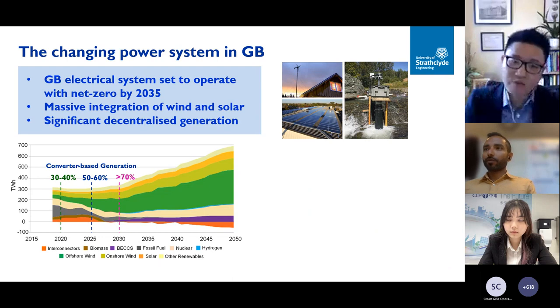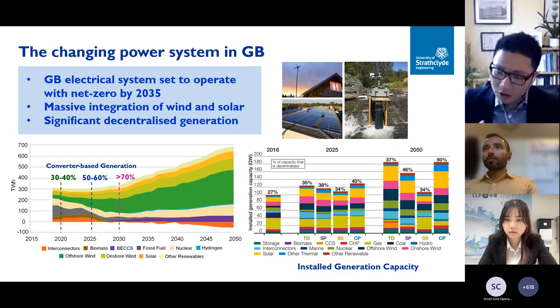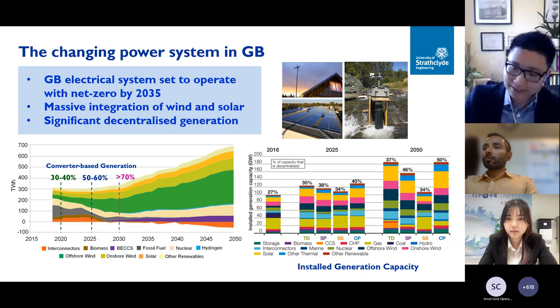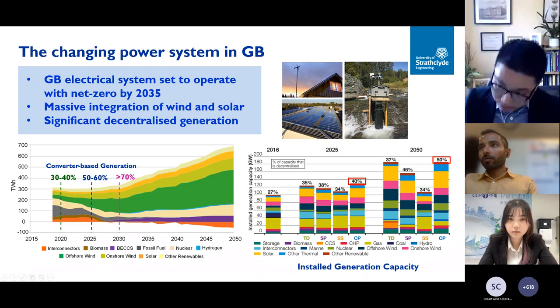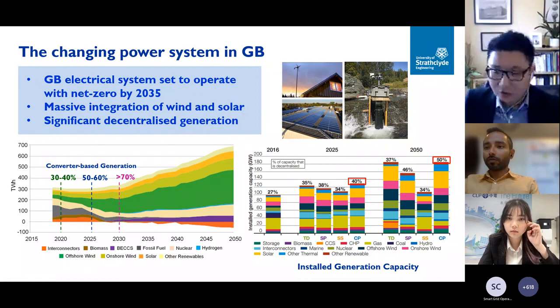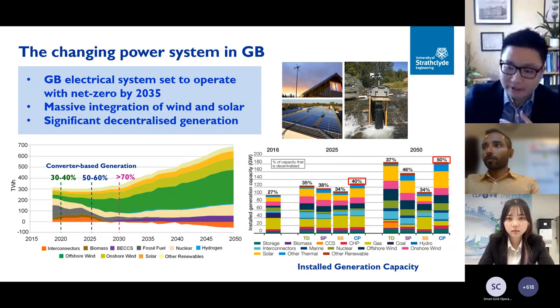Among those converter-based resources, as mentioned earlier, a significant amount of generation will be from the distribution network, and that is the DERs. Between 2025 and 2050, we are talking about 40 to 50% of generation resources being in distribution. That will completely change the way the existing system is operated.